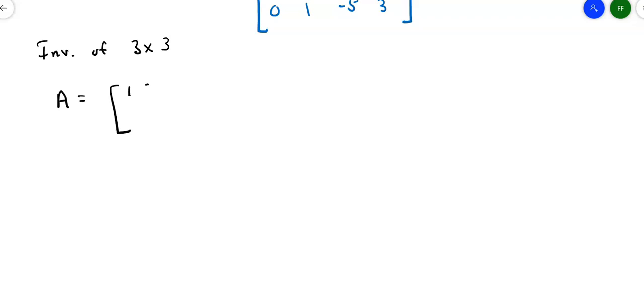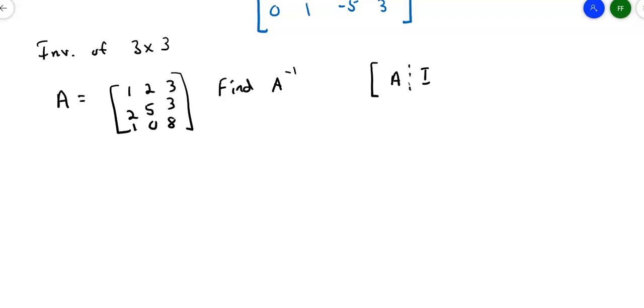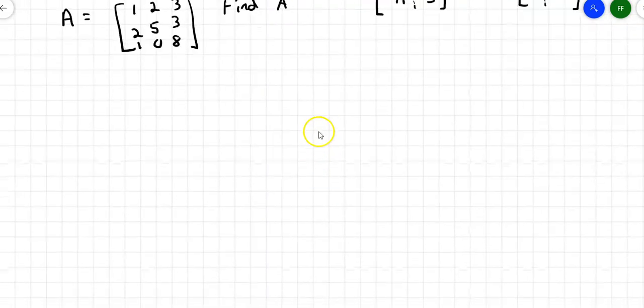My matrix goes 1, 2, 3, 2, 5, 3, 1, 0, 8. All right, so that's A. My goal is to find A inverse. So I set up a matrix that has 6 columns. I put matrix A on this side, and I put the identity matrix on the other side, and then my goal is to row reduce until I get the identity matrix on the left side and A inverse on the right side. All right, let's do it. Let's see if this will all fit.